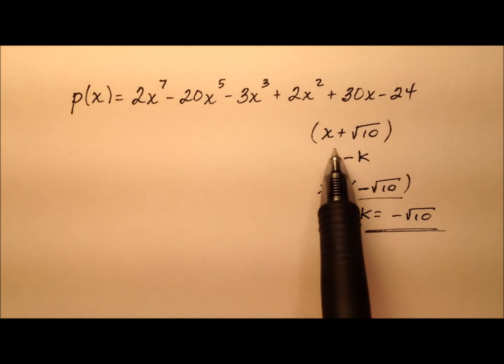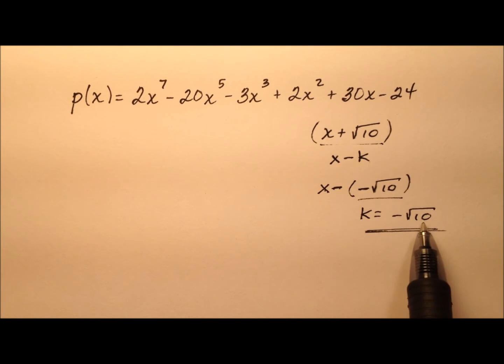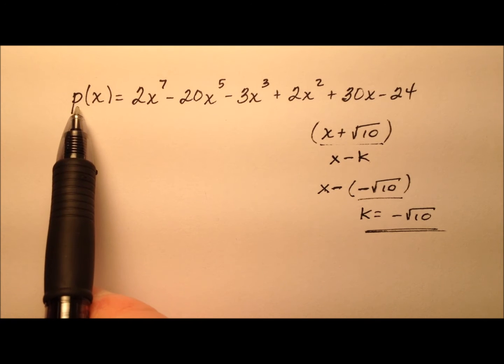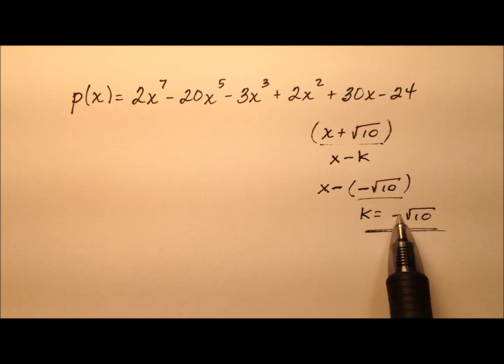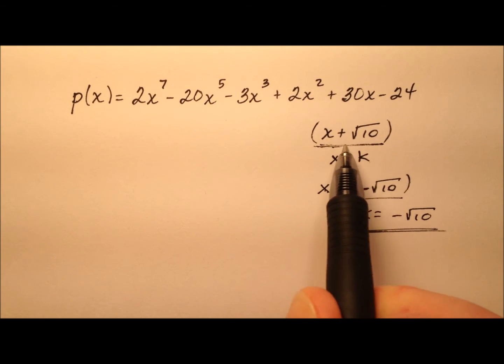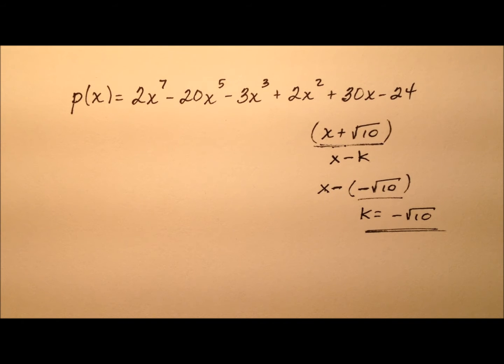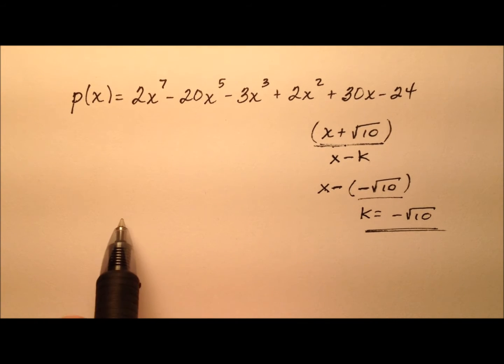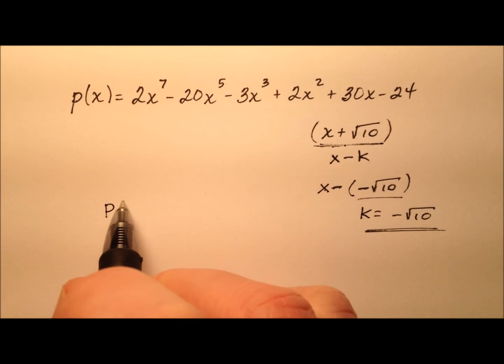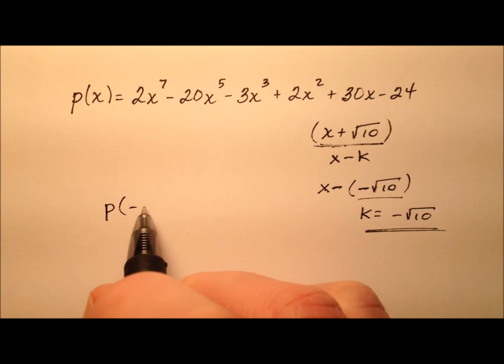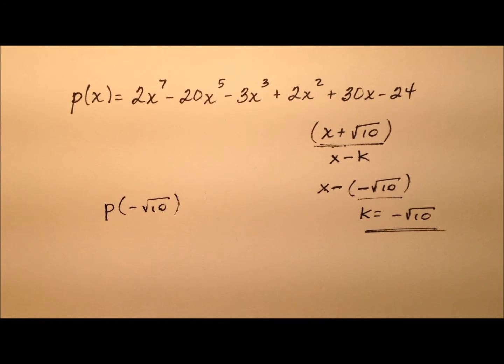So I know this is going to be a factor if, now that I have this k value, when I evaluate this polynomial function at the opposite of the square root of 10, I get 0. That's saying that this is a factor. If I don't get 0, then it's not a factor. So let's go ahead and evaluate this function p at the opposite of the square root of 10.